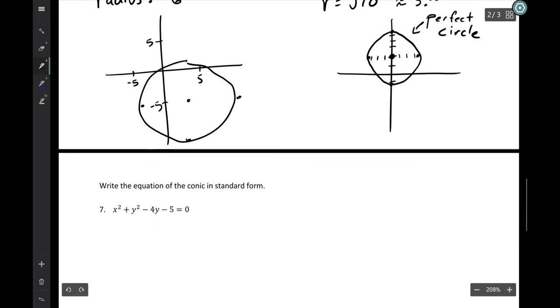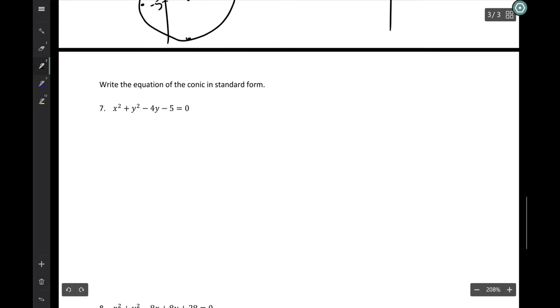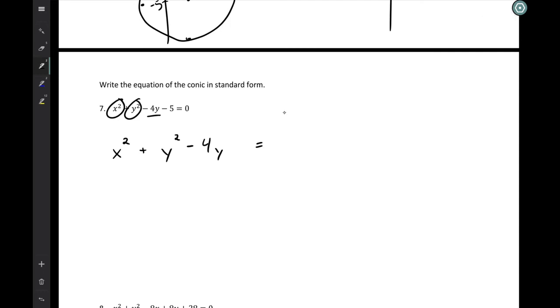Very proud of it. Okay, last little piece. It says write the equation of the conic section in standard form. Okay, this is where it gets really, really fun because now there's 2 squared terms. In this case, there's only one other y term, so I can rewrite this as x squared plus y squared minus 4y is equal to, let's move this over as positive 5, there we go.